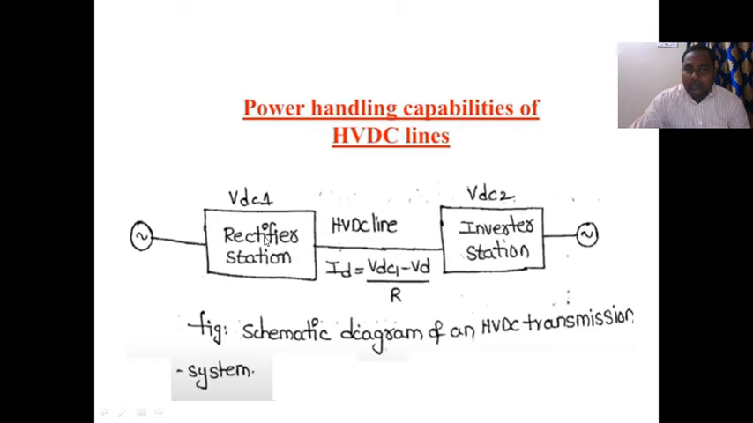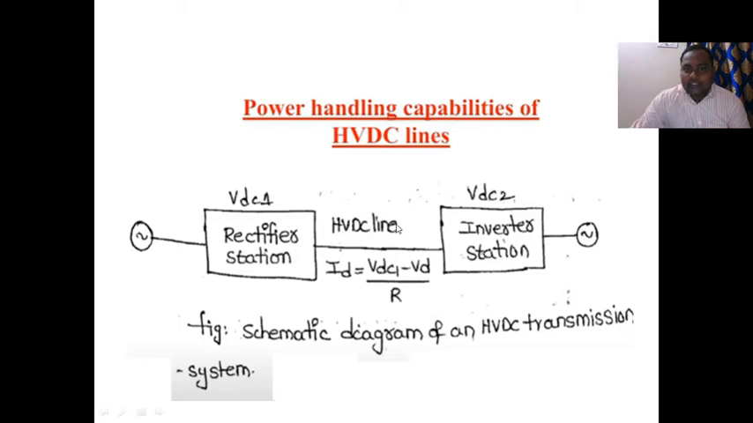Normally, converter 1 or converter 2 are both the same. Depending upon the firing angle, it will act as a rectifier or inverter. The firing angle alpha less than 90 degrees acts as a rectifier station. The firing angle alpha greater than 90 degrees acts as an inverter station. So depending upon the firing angle, it will act as a rectifier or inverter.